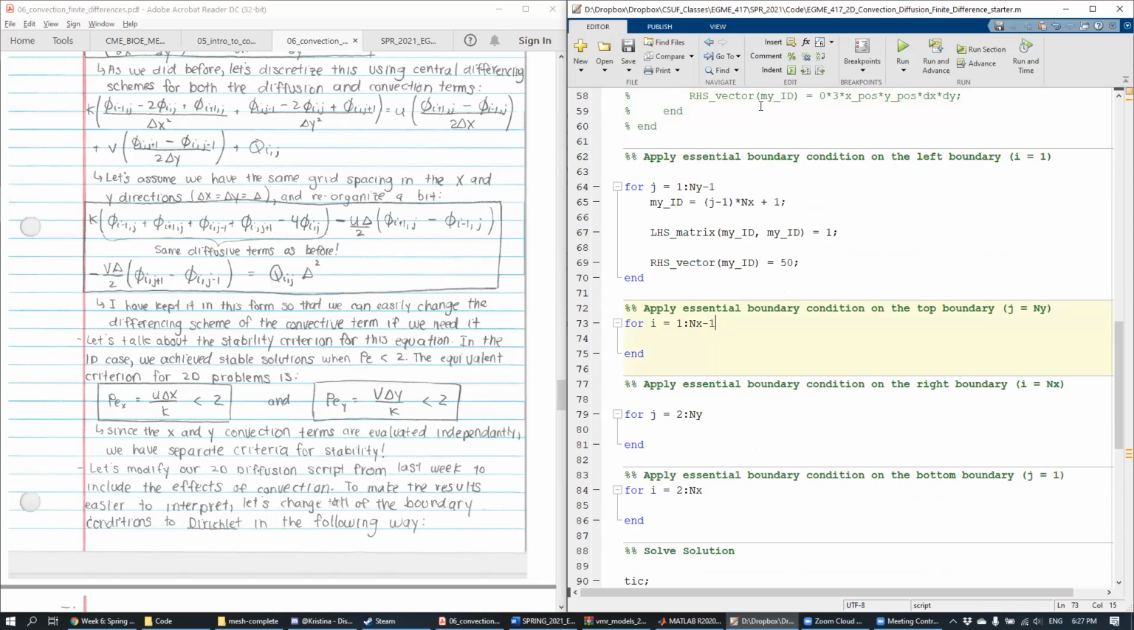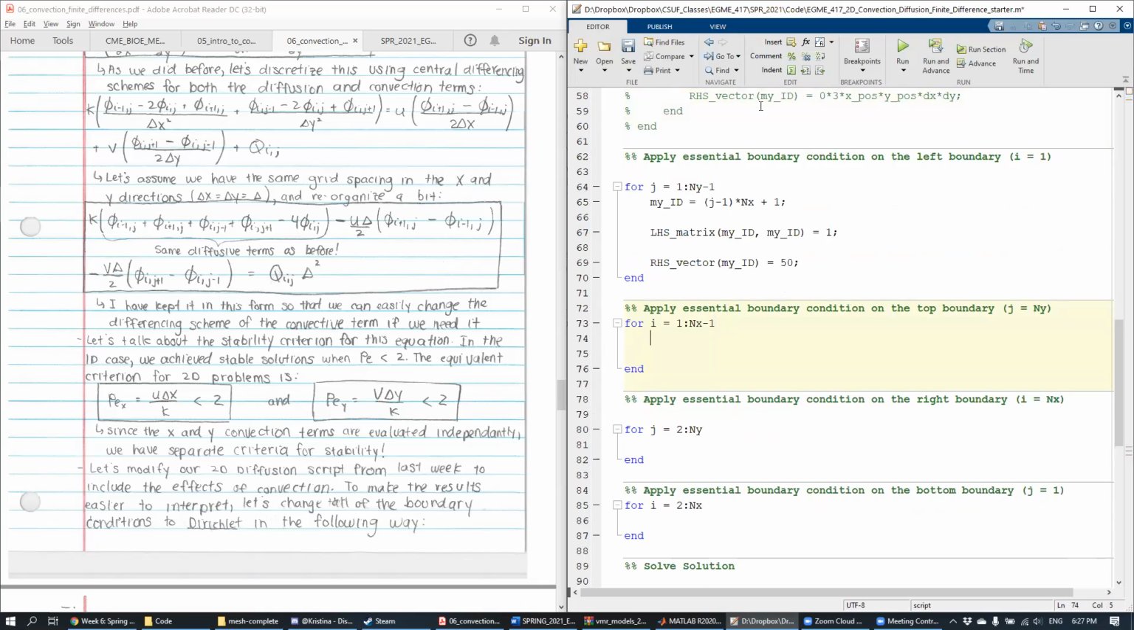And so that's the boundary condition on the left side. Now we're going to apply the boundary condition on the top boundary, excuse me. Just like before, we're going to type out the equation for myID. So myID is j minus 1 times nx plus i. From here, we plug in our special value for either i or j, depending on which boundary we're on. Since we're on the top boundary here, j is going to equal ny, so we plug in ny for this.